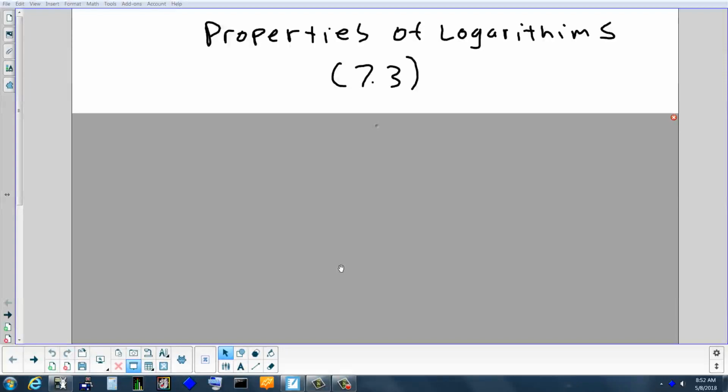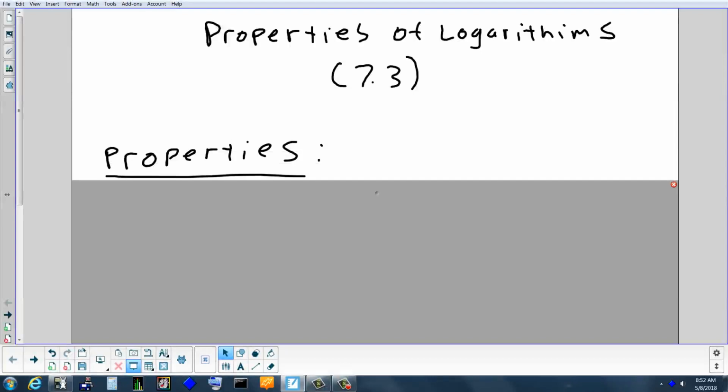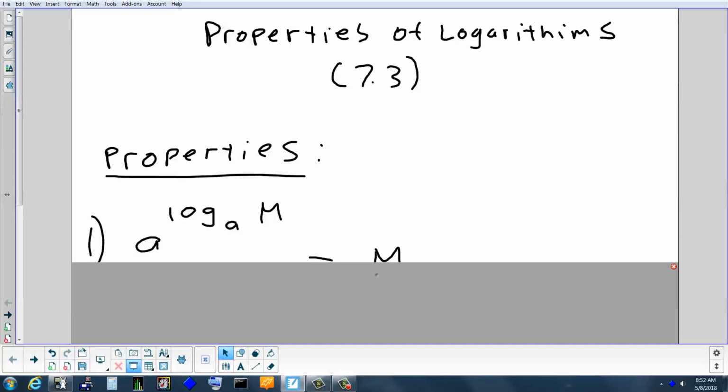All right, so today we're going to continue looking at logs, looking at section 7.3. And the first thing we're going to look at is some special patterns. There's no arithmetic, no calculation, no formula here. It's just a special pattern that if you see this, you'll automatically know the answer. And I'll show you why.